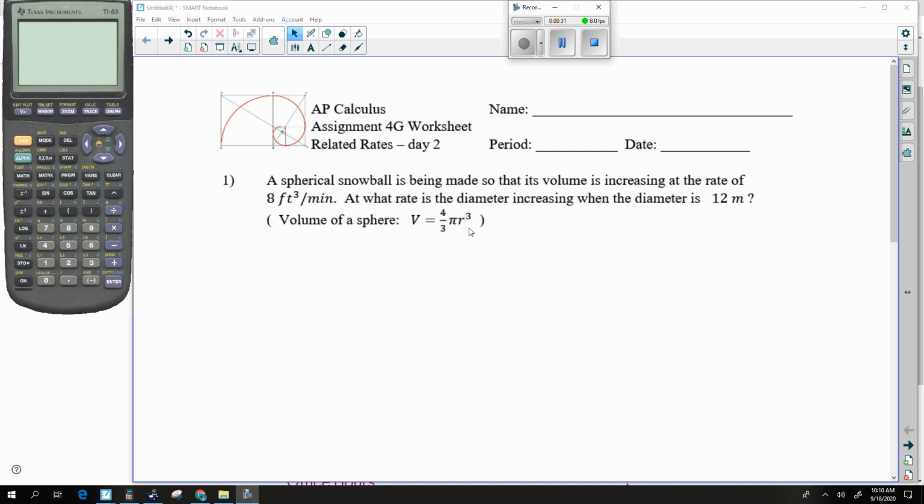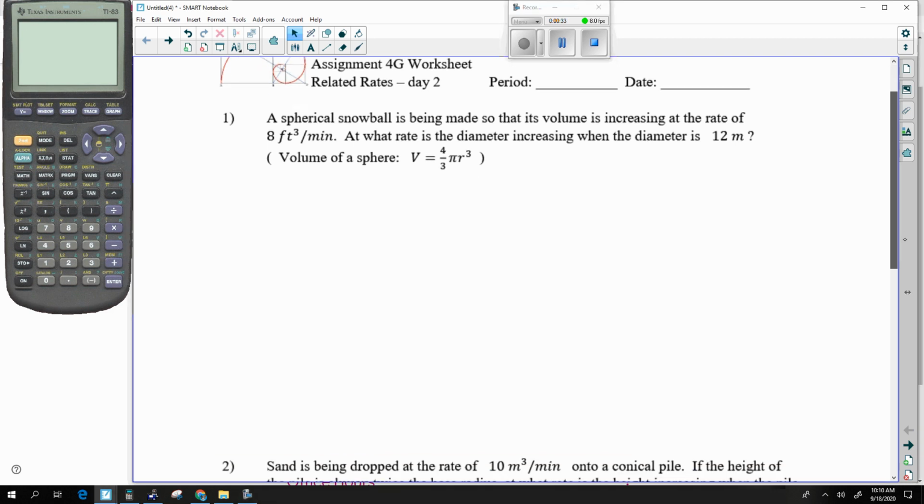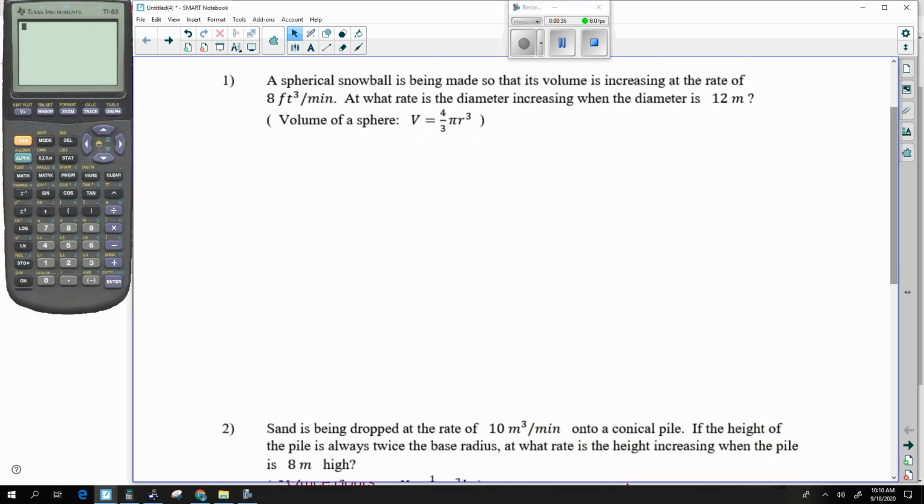Okay, here we go. A spherical snowball is being made so that its volume is increasing at a rate of 8 cubic feet per minute. At what rate is the diameter increasing when the diameter is 12 meters?